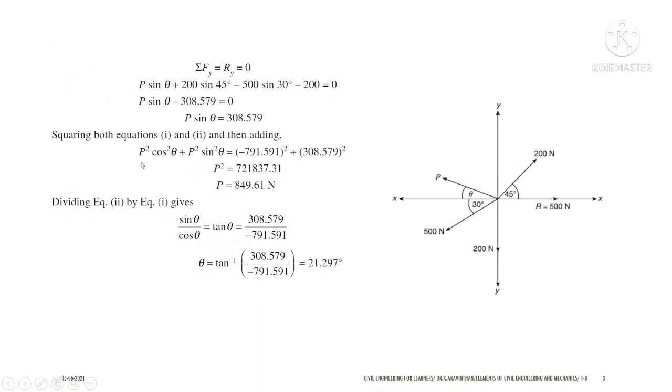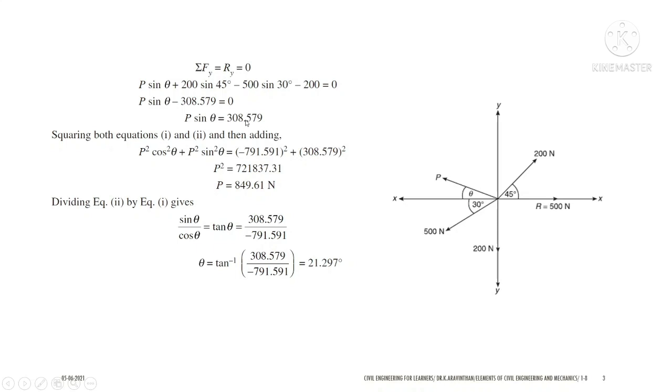So when you are squaring all the terms in equations 1 and 2, you can take the P square outside and you will be getting cos square theta plus sin square theta, which will become 1, and there will be P square here. You can square and add this, you will be getting this value, and if you root this, finally you will be getting the value of P. And if you know this value of P, substitute here, that is 849.61 Newton, and you can find the theta.